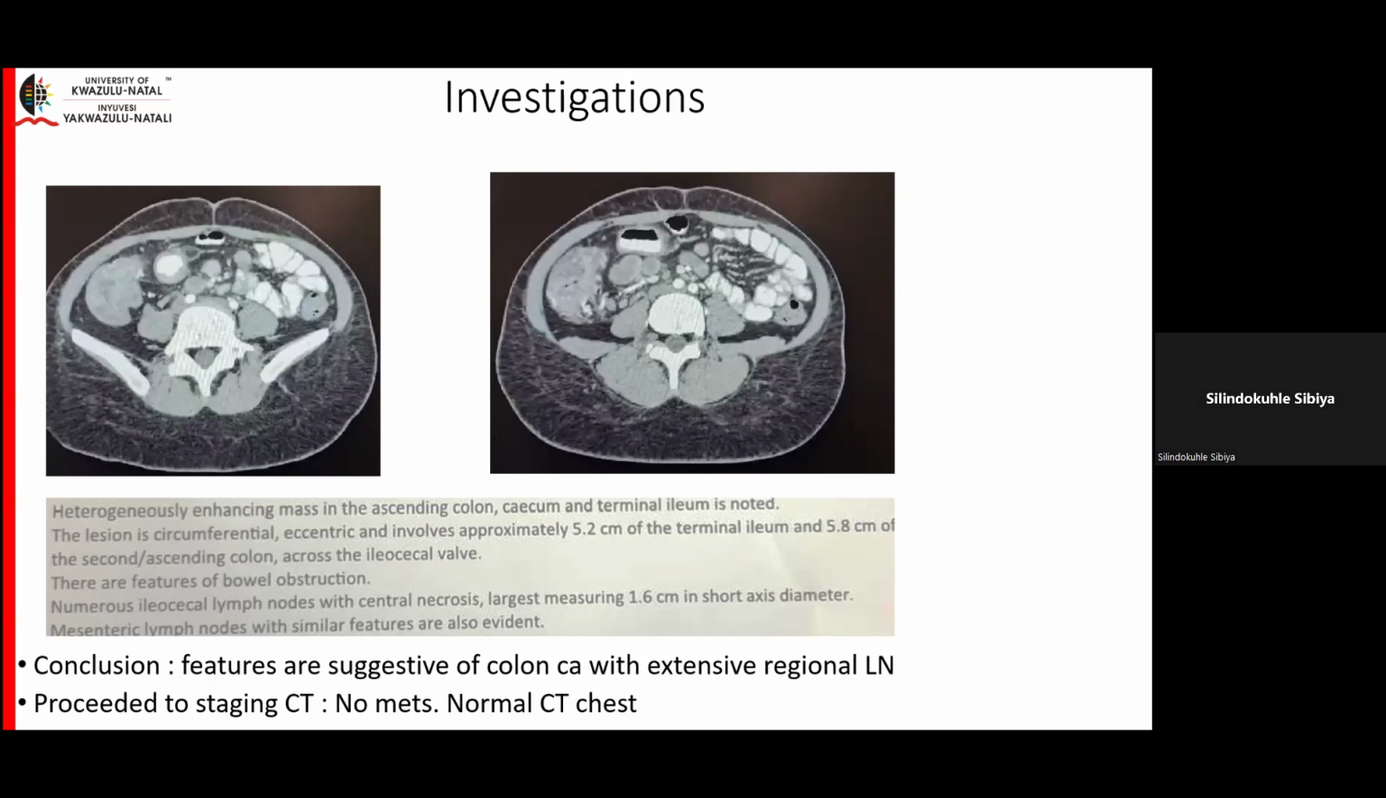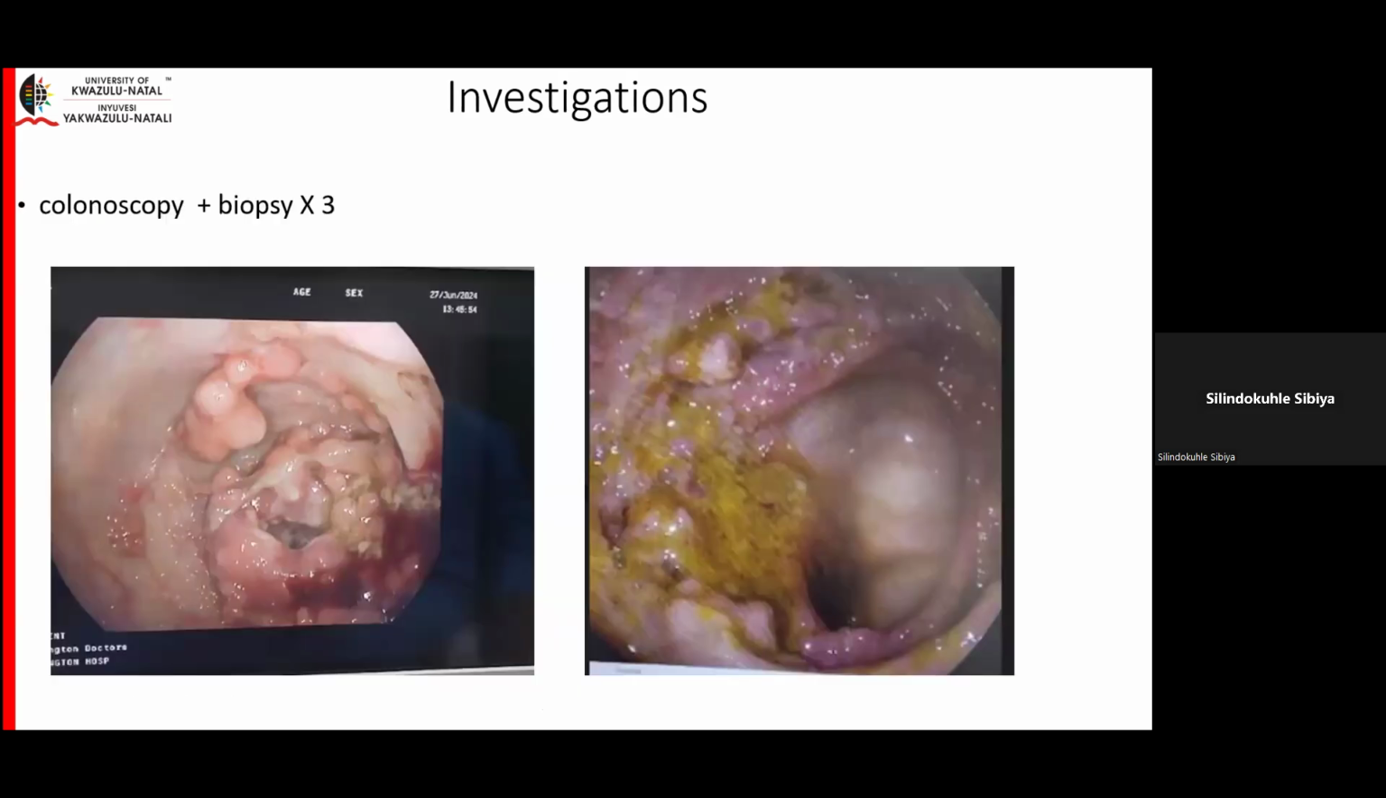We proceeded to do a staging CT, which showed no metastases and a normal CT chest. She underwent colonoscopy based on the CT reports, which showed, as you can see, this polypoid lesion that's obstructing the lumen. We couldn't bypass it with the colonoscope.